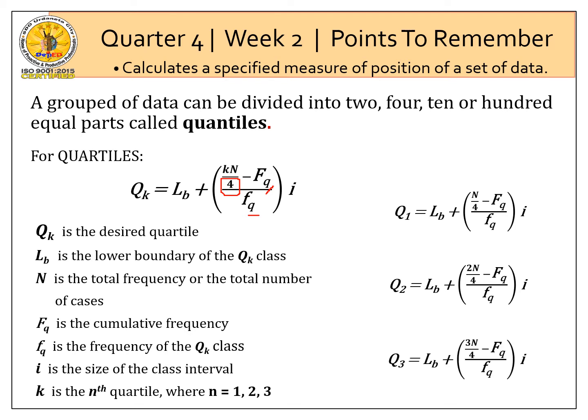For quartile 3, we have this formula. So the lower boundary of the quartile class plus quantity 3 times n over 4 minus the cumulative frequency divided by the frequency of the quartile class multiplied by the interval. So we have these different formulas for solving quartile.